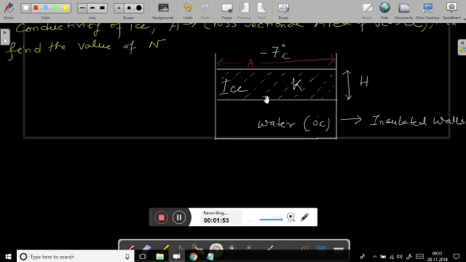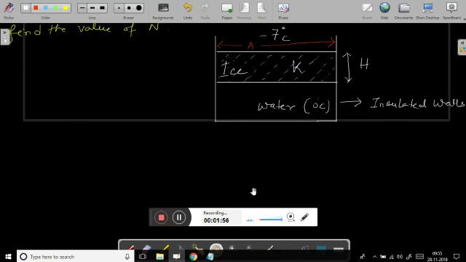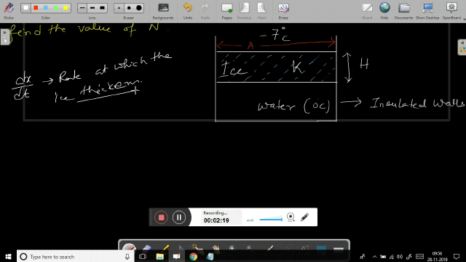Now first, this is the diagram. Looking into the diagram, suppose we consider dx/dt, that is the rate at which the ice thickens. That means we can say the formation of this ice is taking place with respect to time. Per unit time, this is the depth of the ice that is being formed.